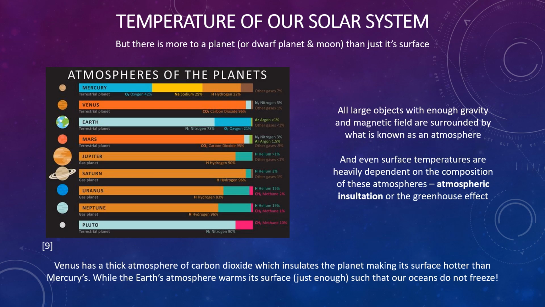There's more to a planet than just its surface. All of the planets in our solar system have atmospheres. So even Mercury, which is very small, has a tiny, tenuous atmosphere around it, which does an all right job of holding in heat. But as we look at the other terrestrial planets in our solar system, like Venus and Earth, that have much thicker atmospheres, we see that their atmospheres are very good at insulating the surfaces.